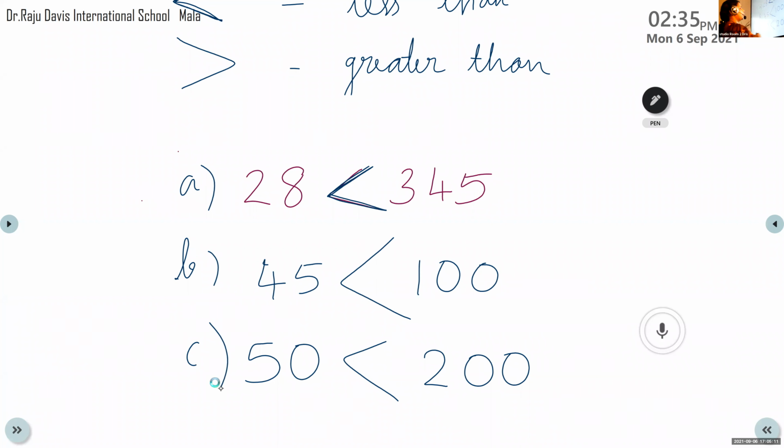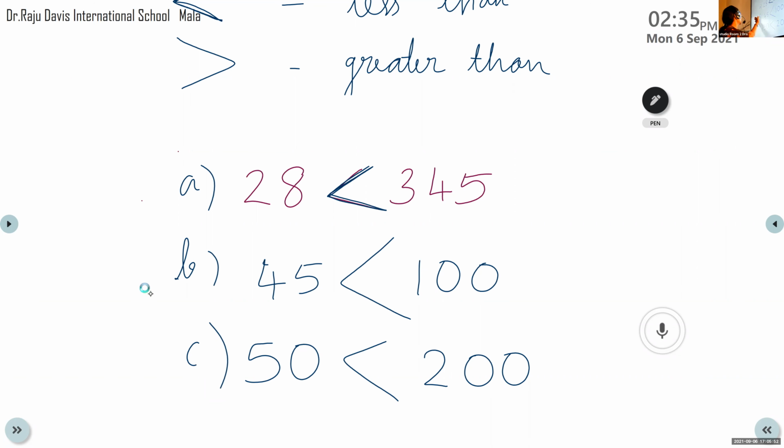So from these three examples, can you understand that a two-digit number is always smaller than a three-digit number? Here we can see 28 is a two-digit number, 45 is a two-digit number, 50 is a two-digit number. So the two-digit number is always smaller than a three-digit number. Is it clear? Yes. A two-digit number is always smaller than a three-digit number.